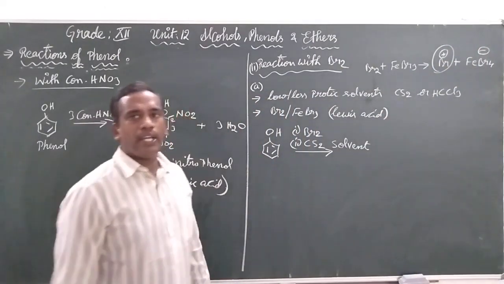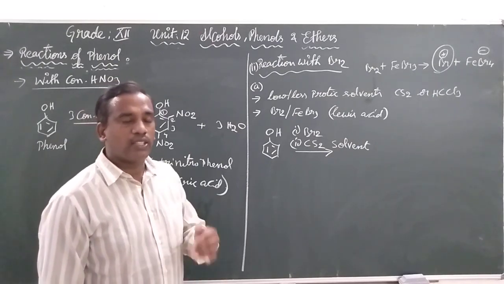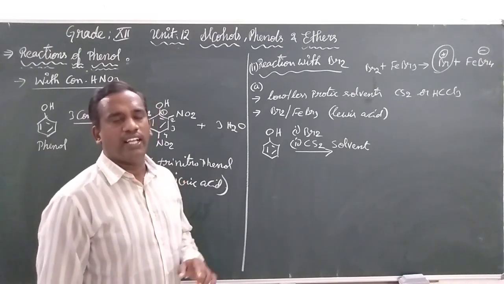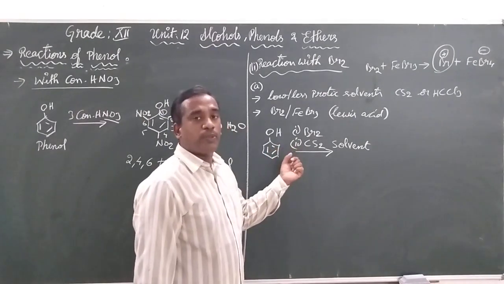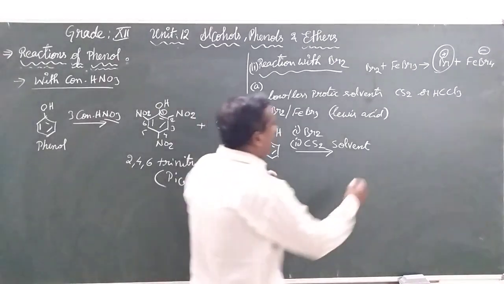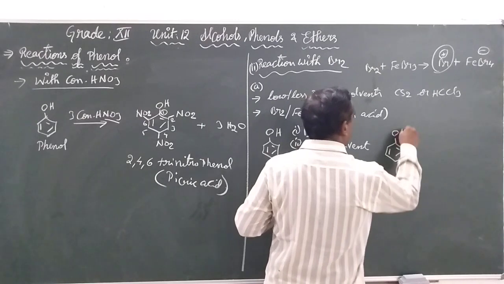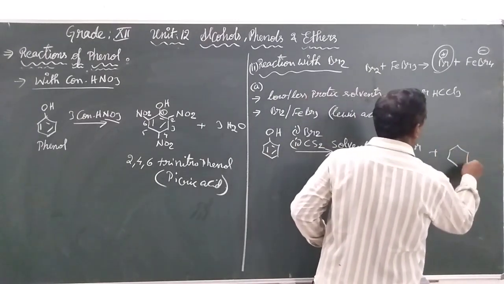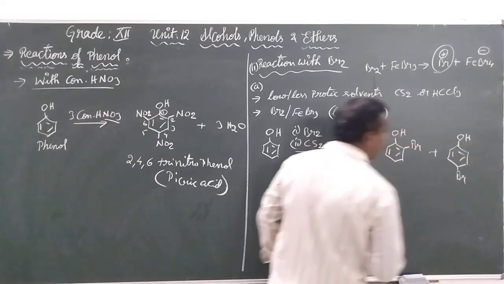So we got bromine with a positive charge. Bromine with a net positive charge acts as an electrophile. That bromine electrophile will be generated in the same carbon disulfide solvent. Hence, that electrophile will be attached at the ortho position or para position.